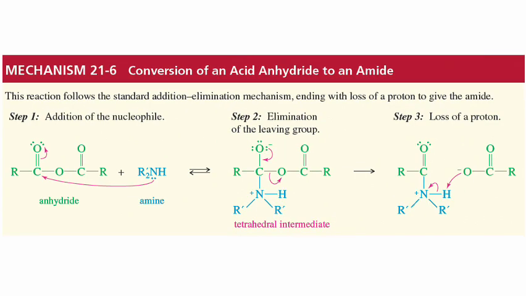Okay, conversion of an anhydride to an amide. So notice, again, exactly the same. The amine attacks the carbonyl carbon, breaks the carbonyl bond. We generate our tetrahedral intermediate. The tetrahedral intermediate collapses, our leaving group leaves. The leaving group deprotonates our protonated product. And then we get our neutral product. Mechanism over. Exactly the same.